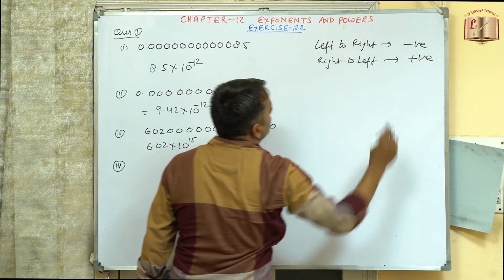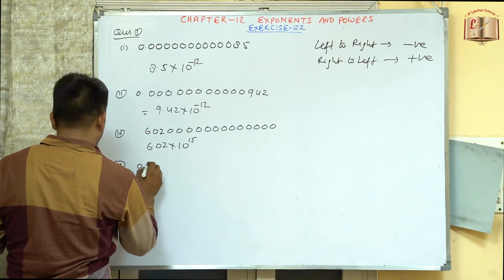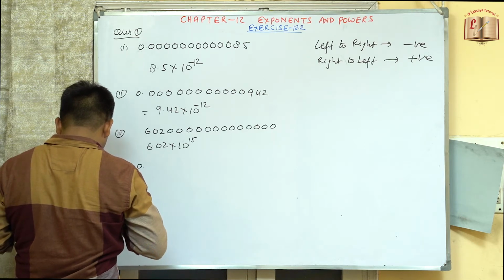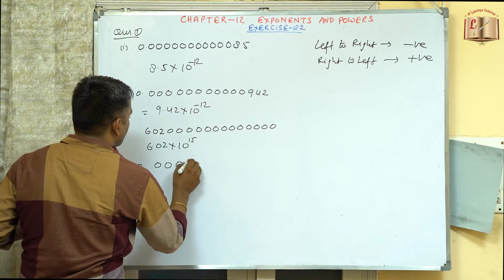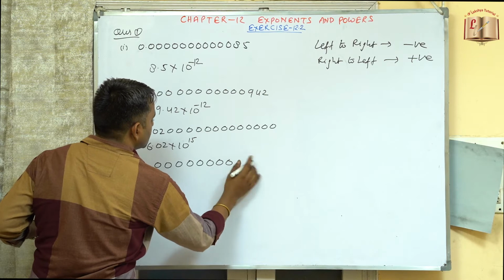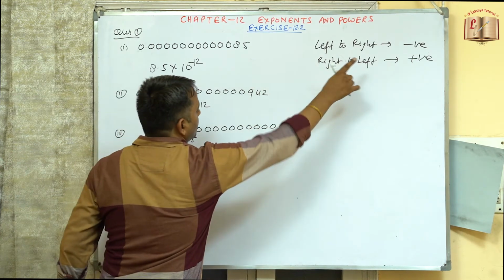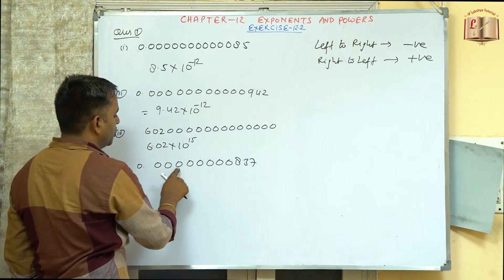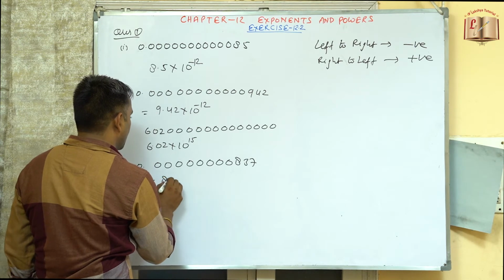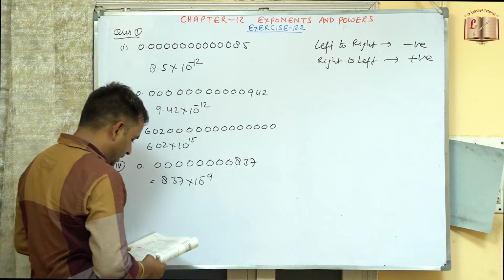Now coming to the fourth, this is 0 point, how many zeros? There are 3, 6, then 8, and then this is 8 3 7. Now the decimal has to go from left to the right, so negative power. First one, 1, 2, 3, 4, 5, 6, 7, 8, 9 places. So it will be now 8.37 into 10 to power minus 9.